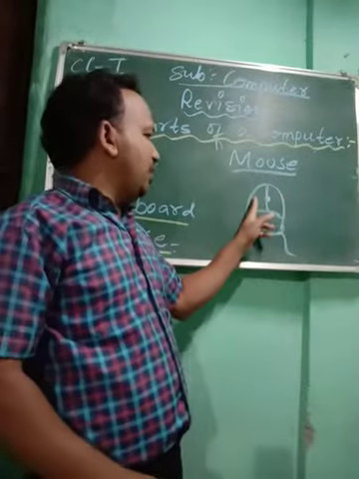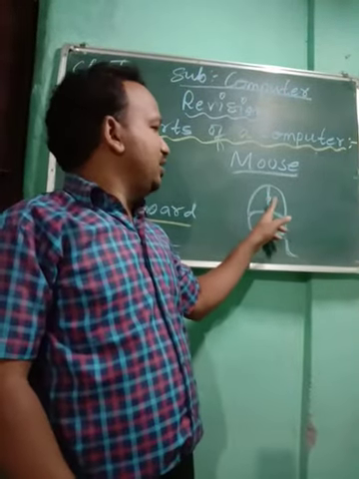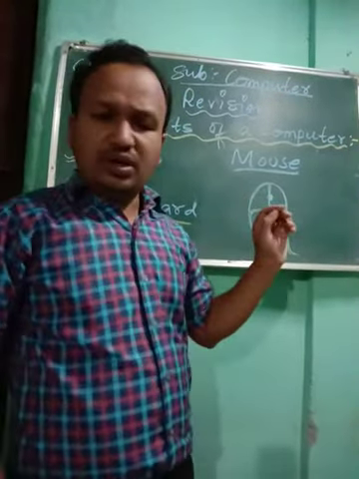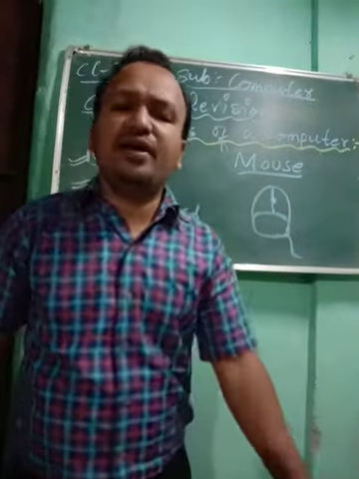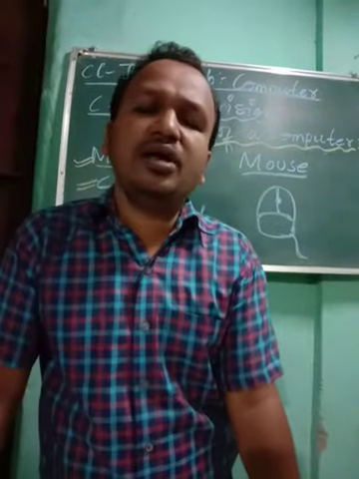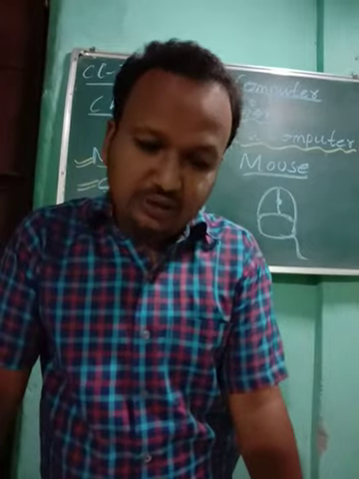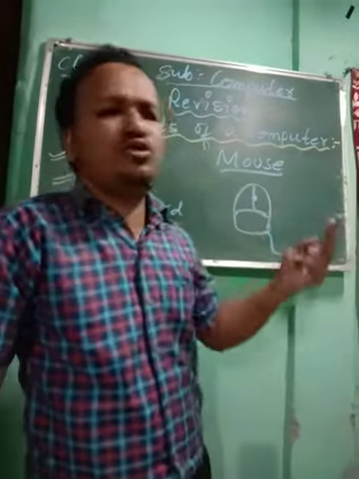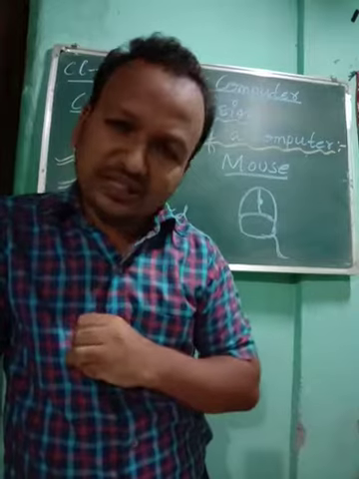So this is your left click, this side is called right click, this is your scroll bar. So left and right. With the left and right click we give a command to the computer. In some mice it has 2 buttons, in some mice it has 3 buttons.